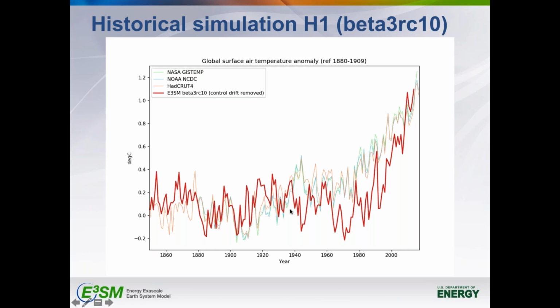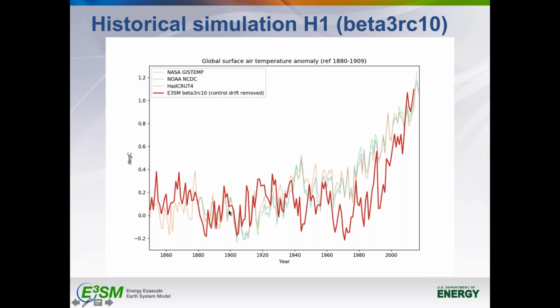So the actual evolution of the model here in red. The good news is that we have a reasonable warming. If you look at the early period compared to the 2000s, we have about the right amount of global mean surface air temperature warming. However, you also see that we have some challenges.